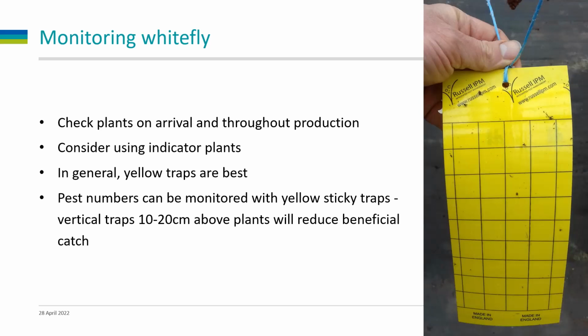Also thinking about where monitoring type traps are positioned within the crop. If they're 10 to 20 centimeters above the plant, you'll minimize your beneficial catch. So you will still catch a few beneficials, but you just have to accept that, frankly. Okay, next slide, please.